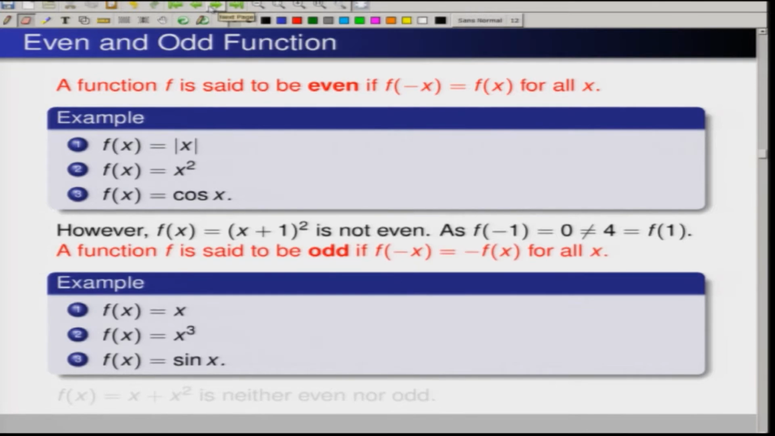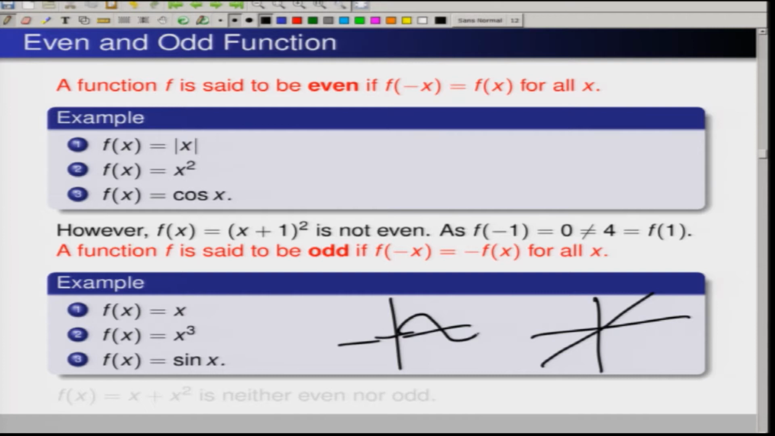Similarly, we can define a function to be odd if f of minus x is equal to minus f of x for all x. For example, what we have seen: f of x equal to x, f of x equal to x cube, and f of x equal to sin x. Sin x is like this, and on the negative side it will look like this.